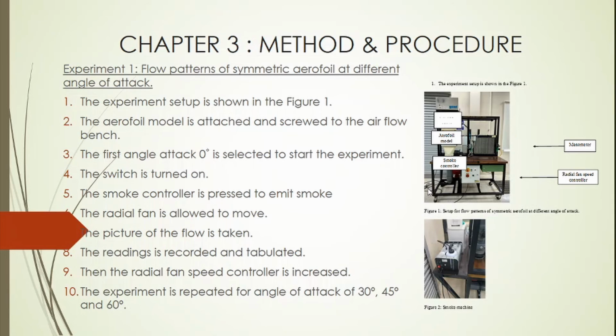And then the radar fan is allowed to move. The picture of the flow is taken. The reading is recorded and tabulated. And then the radar fan speed control is increased. And lastly, the experiment is repeated for angles of attack of 30 degrees, 45 degrees, and 60 degrees.